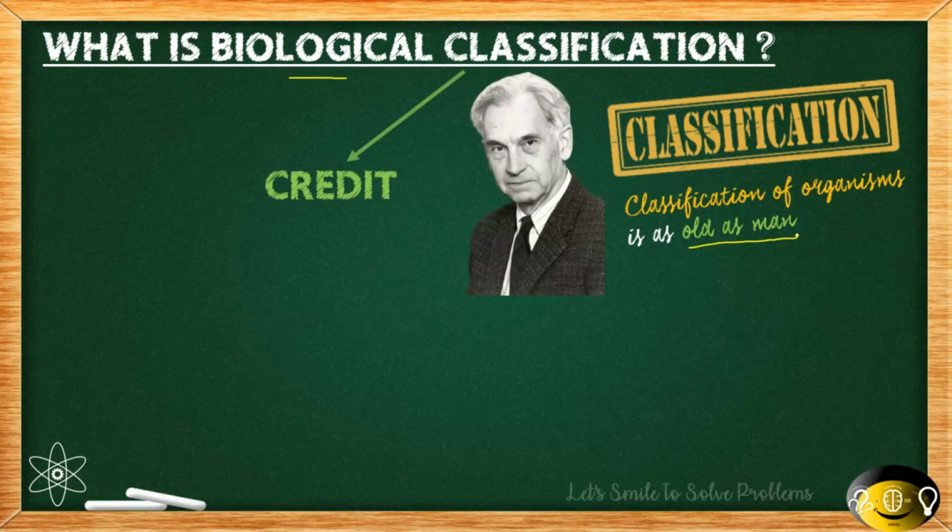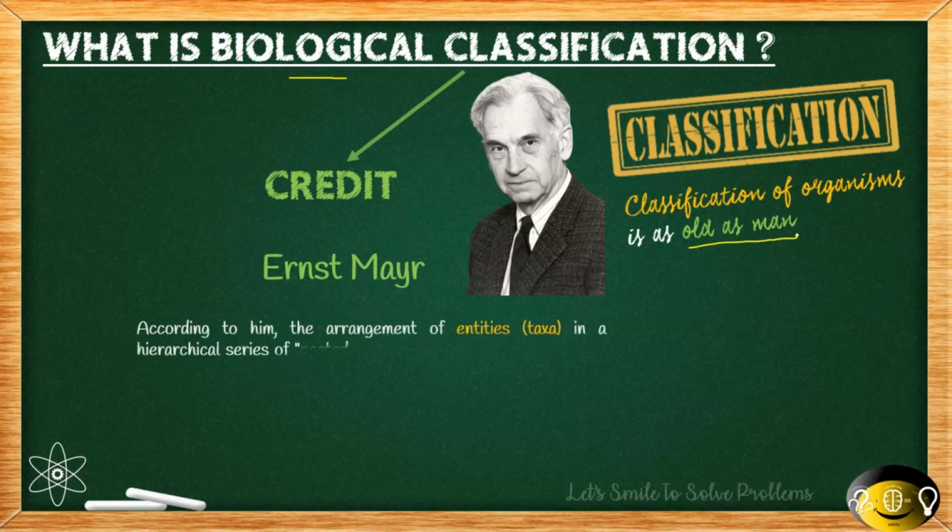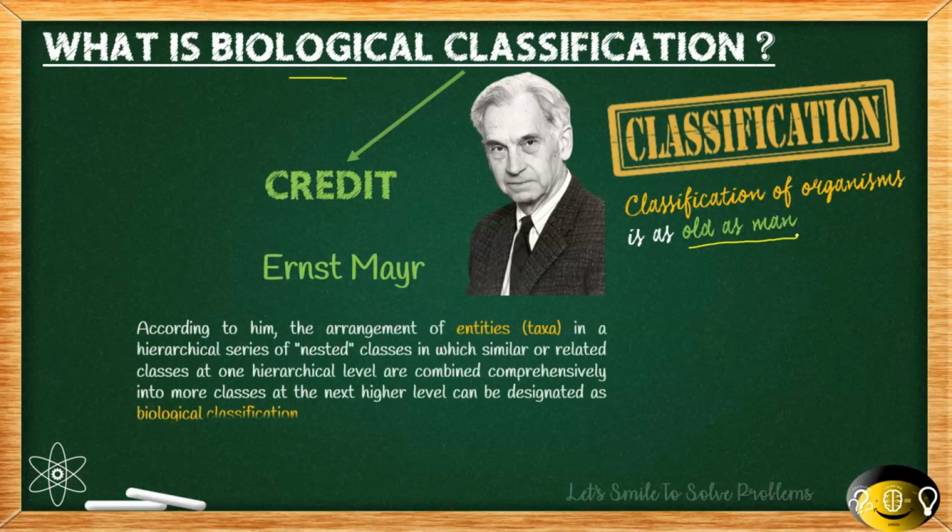The credit goes to a person named Ernst Mayr. According to him, let's see the text here: the arrangement of entities, and entities basically means levels, in a hierarchical series of nested classes in which similar or related classes at one hierarchical level are combined comprehensively into more classes at the next higher level can be designated as biological classification. Too boring, can't be understood. I can completely relate to you. I also don't understand what this sentence means.